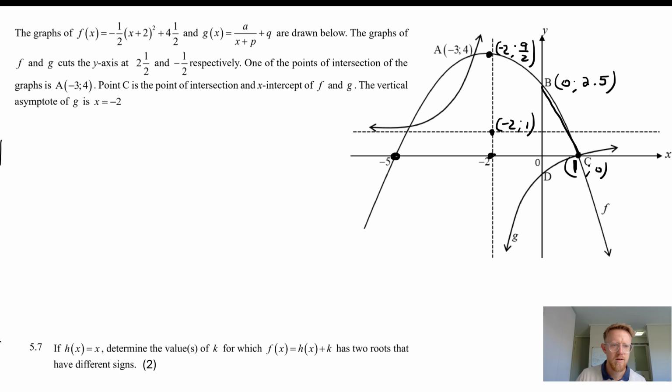Now this last one, if h of x is equal to x, okay, determine the values of k for which this expression has two roots that have different signs.